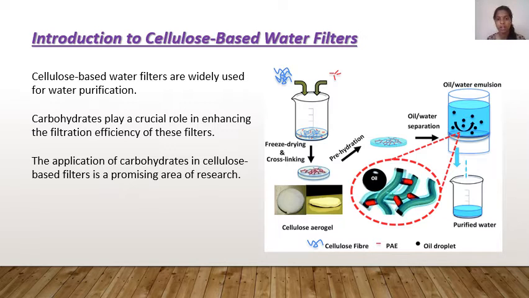Here we can see the diagram. First is the freezing and drying of the water in the cross-linking area, and the next is rehydration, and the next is the oil in the water separating. Here the water-oil evaporation is taking place. Next we can get the oil like this. This was the introduction to cellulose-based water filters.